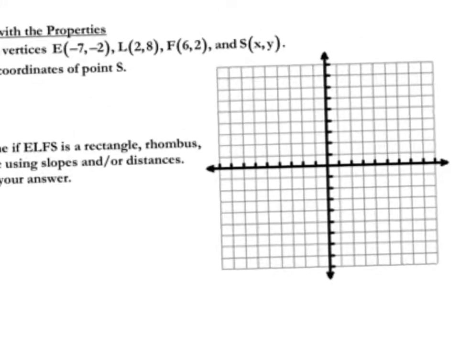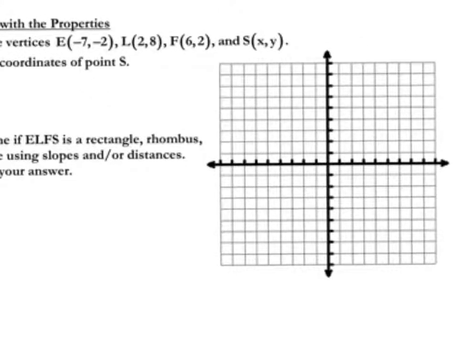So we got quadrilateral ELFS, ELFs. Not really grammatically correct, but we're going to plot these points. So we got -7, -2, negative. So now, as you can see, I've kind of jumped ahead, but I plotted all 3 points, E, L, and F, and I connected the dots. So I now need to find coordinate S. I can tell that it's going to be somewhere over here, but we want to be exact, so I'm going to use slopes to do this.